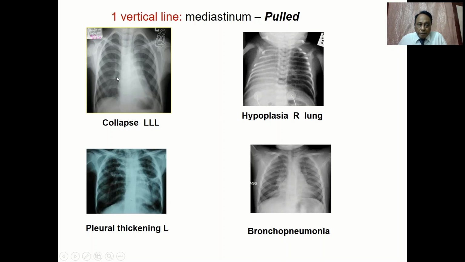Look at the pictures. Here there is a collapse. Where is the collapse? It's a retrocardiac collapse. The collapse is happening in the left lower lobe. So naturally it pulls the mediastinum to the same side. It is the left side.